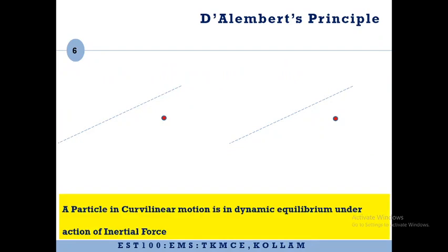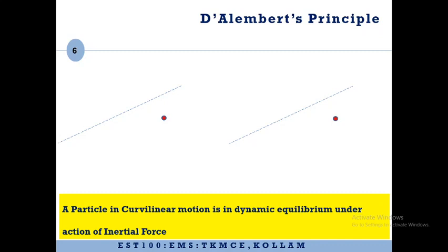Now let us discuss D'Alembert's principle in curvilinear motion. In rectilinear motion we had discussed D'Alembert's principle: the body comes into a state of dynamic equilibrium when it is acted upon by an imaginary inertial force, and the magnitude of the inertial force is the same as mass into net acceleration of the body.